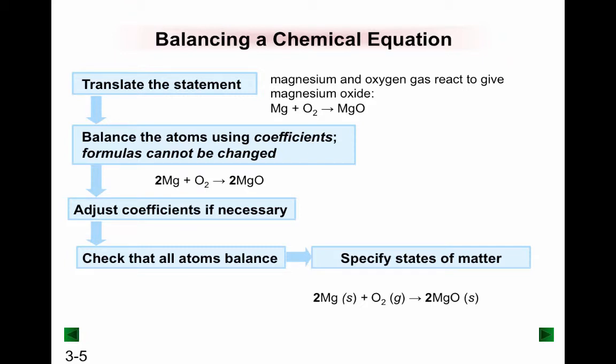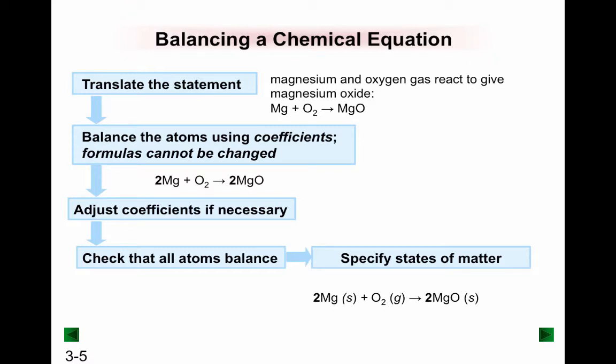Step 4 is checking to see that both sides of the equation contain the same number and types of atoms. Notice on the reactant side we have 2 magnesium atoms and 2 oxygen atoms, and on the product side we have 2 magnesium atoms and 2 oxygen atoms. Therefore, our equation is balanced.